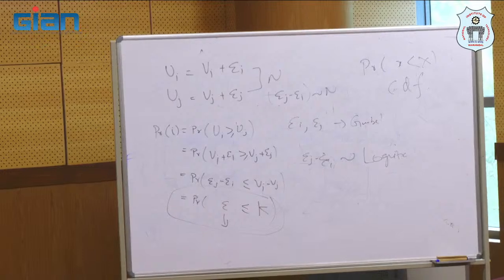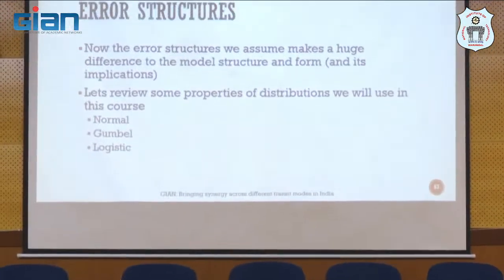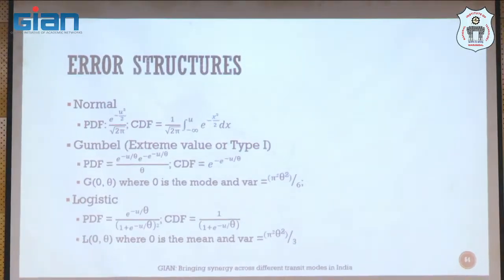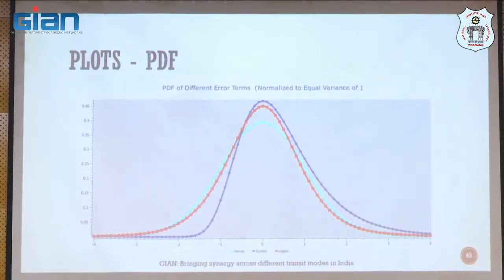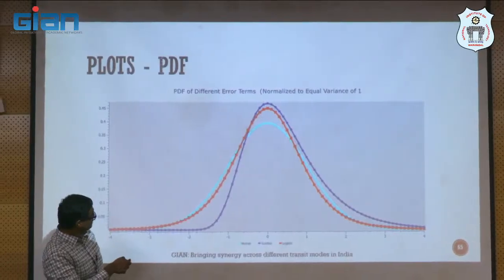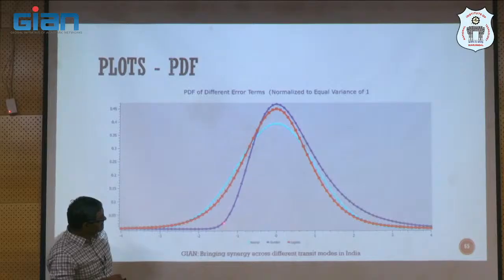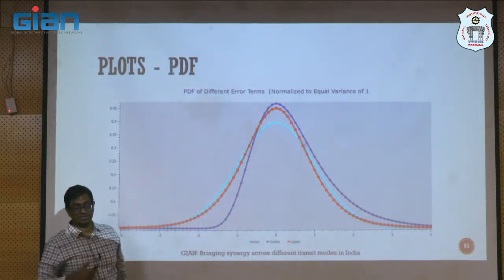distributions. We will talk about three distributions: normal, Gumbel, and logistic. These are the PDFs and CDF functions, and this is how they look when we plot them. The teal, the bluish one, is the normal distribution. The asymmetric distribution, the dark blue one, is the Gumbel distribution. The orangish one is the logistic distribution.